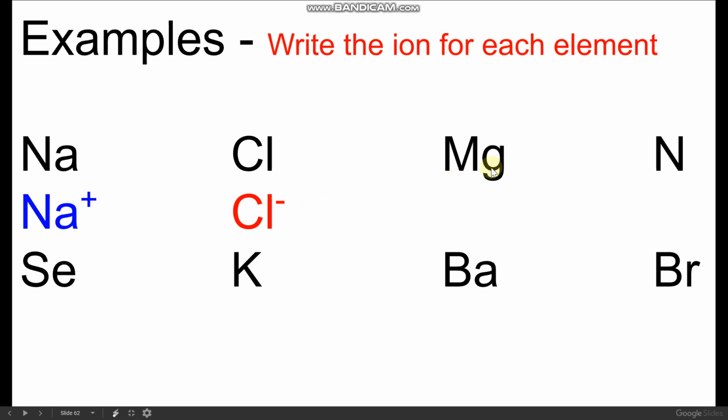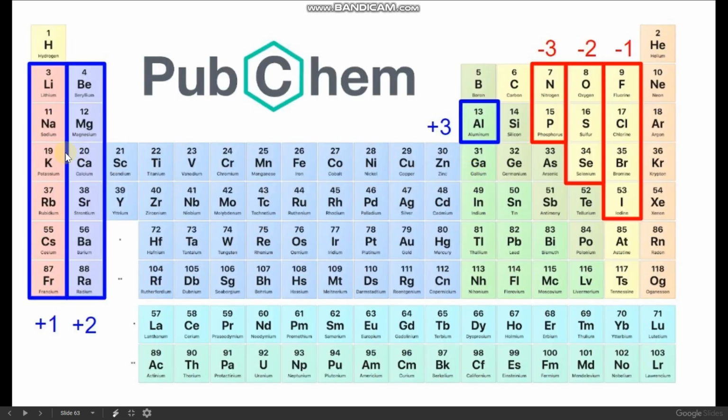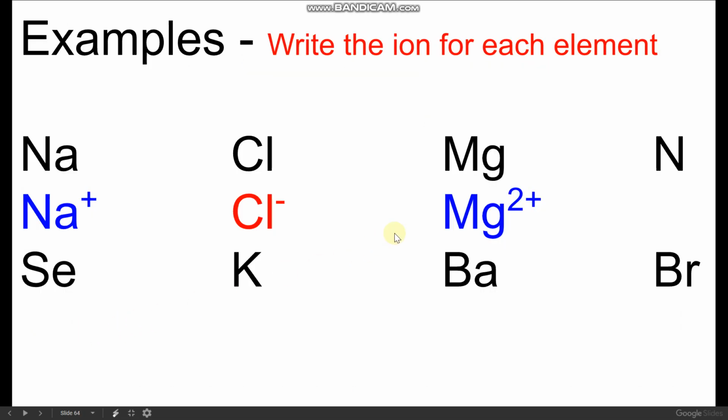In the next example, we will write the number for magnesium because magnesium is right here. It's in the column for +2 ions. And so then when we write it over here, we'll write it as Mg2+. And remember that for whatever reason, we do the number in front of the sign. So 2+. If you do it the other way around, I won't mark you down. But the standard convention is to write the number before the sign. Okay, so next let's do nitrogen.